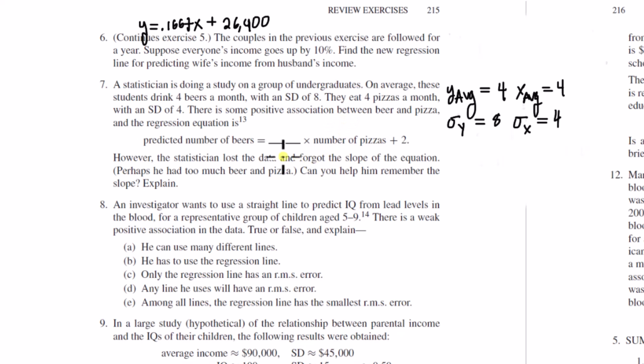And now we need to figure out what the slope is. So this is M, right? We know that M is equal to R sigma Y over sigma X. So that's going to be 8 divided by 4 is 2, so this is 2R. So that's a start.